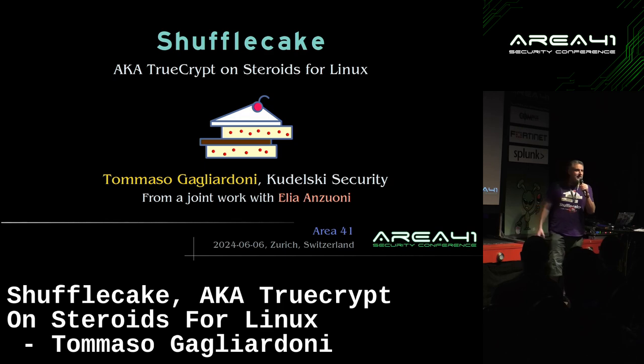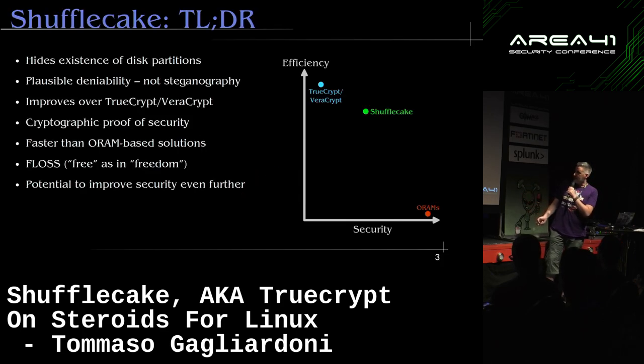All right. Very excited to be here, so I can tell you everything you always wanted to know, but were always afraid to ask about Shufflecake, a joint work with Elia Anzuoni. Just in a nutshell, Shufflecake is a plausible deniability system for Linux. The idea is to hide the existence of hidden partitions within your hard drive or your SSD in such a way that it's not possible, even forensically, to prove that these partitions exist without the right password. The idea is to improve on TrueCrypt or VeraCrypt, which were pretty popular software back in the time, nowadays a bit less, but they are still used. Shufflecake is based on similar ideas, but improves on many aspects.